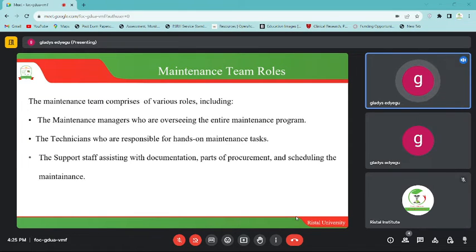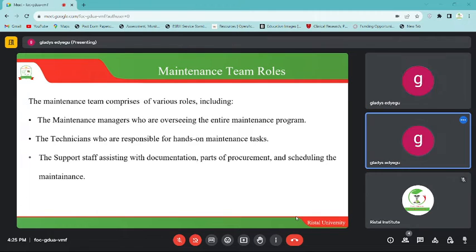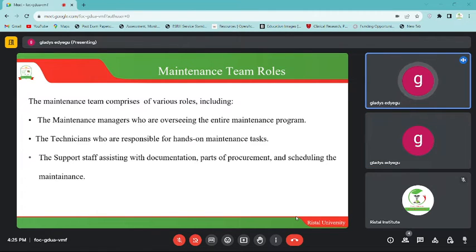Then the support staff assist in documentation, parts procurement, and scheduling the maintenance. We need the support staff to help us document whatever has been done, what repairs have been implemented, and what problem happened so that the machine broke down, so that we can understand how to operate this machine in case this happens again, and we are able to sustain its lifespan. So the maintenance team comprises different roles.